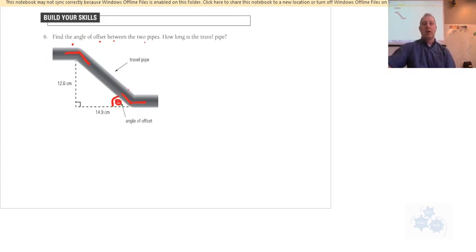Okay? And then how long is the pipe, the travel pipe? So that's from here to here. So we have a right triangle there, don't we? With some information. So find the angle using this side, which is the opposite side, and this side, which is the adjacent side. And then we'll have to use Pythagoras or another trig function to find this length of pipe. So I'll let you guys tackle that one.